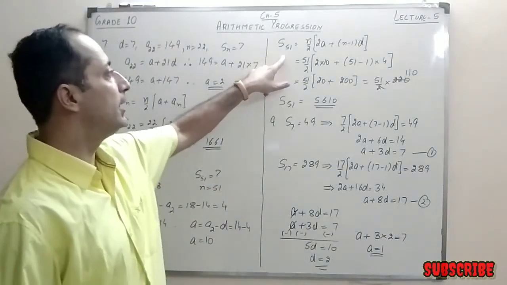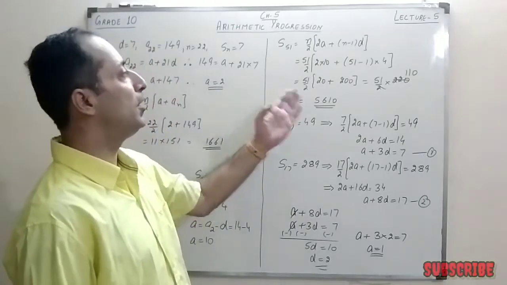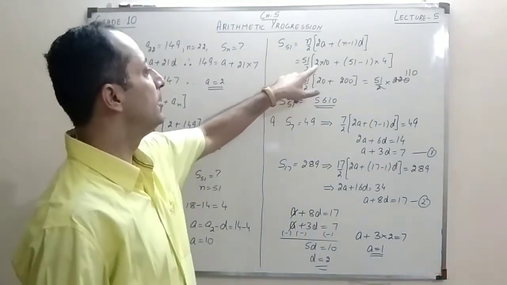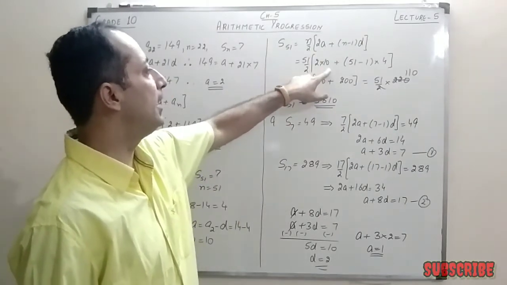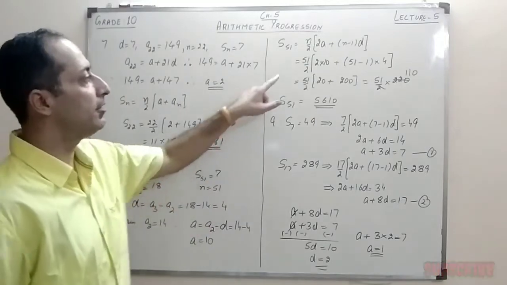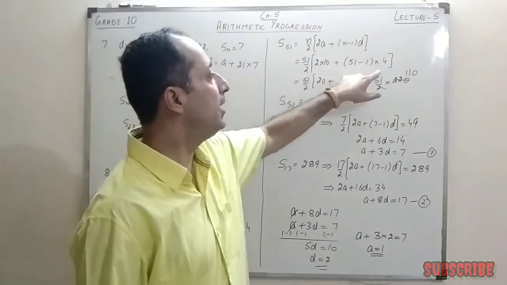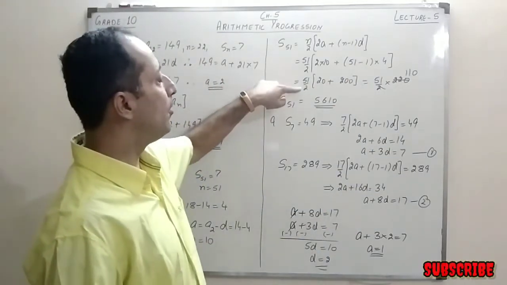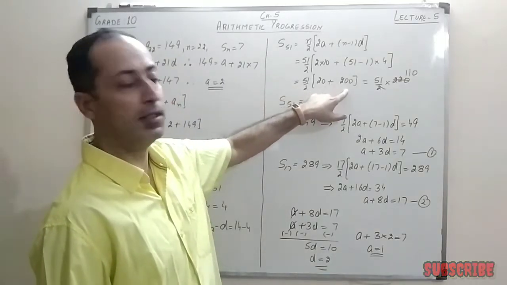Now as n is 51, again we apply the relation to find the sum of n terms, that is n by 2 into 2A plus n minus 1 into D. Substitute the values: 2 into 10, because A is 10, n is 51 because I have to find the sum of 51 terms, and this is 51 minus 1 into my D, which is 4. So 51 upon 2 into 20 plus 200.